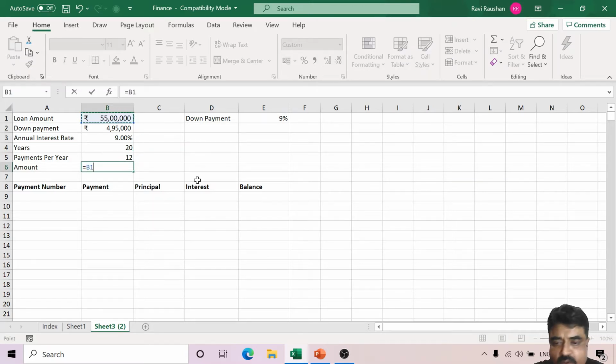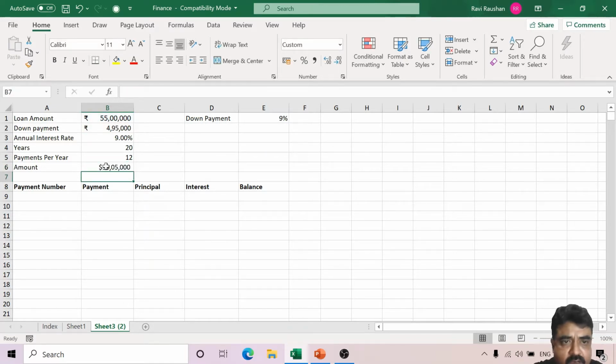This is the total amount of the house. I deduct the down payment, and I actually get the loan amount. This should be my loan amount. Now, it's a 20-year loan, so I put 20 years, and payments per year is 12.